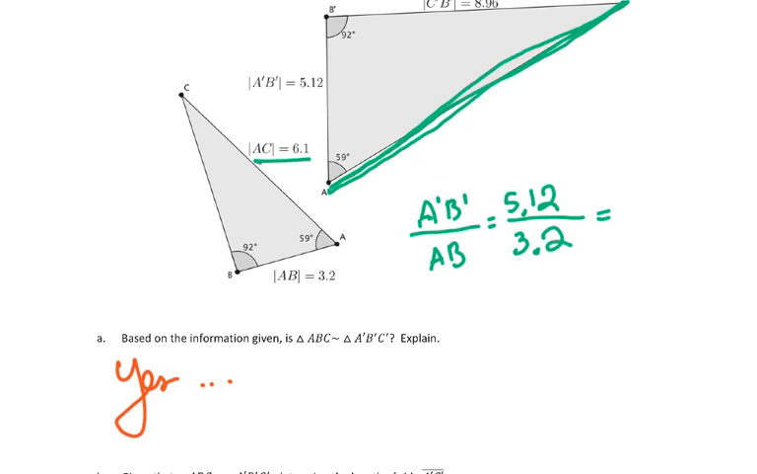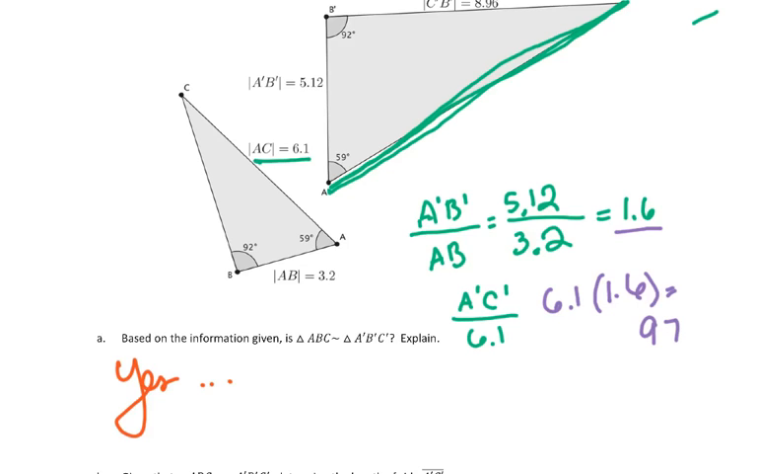Pause the video now and identify the scale factor for that, and then set up your fraction to find the side length for A prime, C prime, since we already know that AC is 6 1/10. So if I know that my original measurement is 6 1/10, I can take that and multiply it by my scale factor of 1 6/10, and that tells me that my measurement for A prime, C prime is 9 76/100 units.